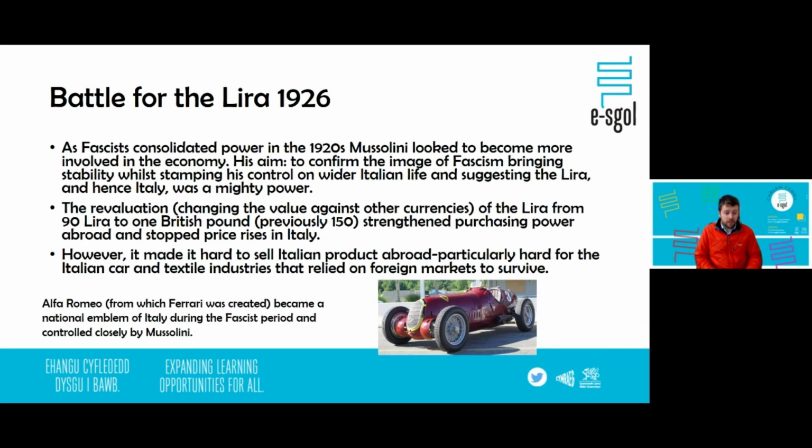Battle for Lira in 1926 is another example of Mussolini's economic ambitions. As fascists consolidated power in the 1920s, Mussolini looked to become more involved in the economy. His aim: confirm the image of fascism as bringing stability while stamping his control on every and any element of Italian life. So the revaluation, the changing of the value of the currency of the lira from 90 lira to £1 from previously 100, was meant to strengthen its purchasing power abroad and stop price rises in Italy.